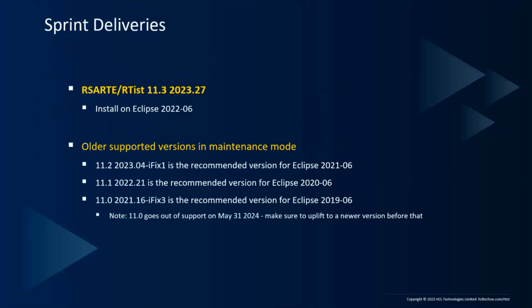So the release coming out of this sprint is called HCL RTist Element 3 2023.27, and it should be used with Eclipse 2022.06. And there are no changes in older versions, so you see the version numbers on this slide.